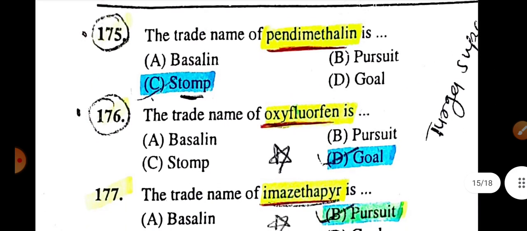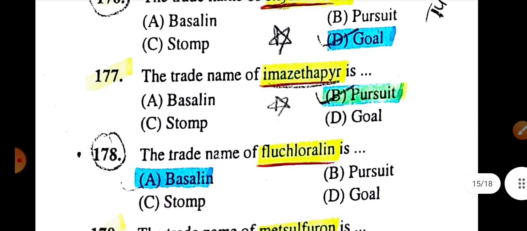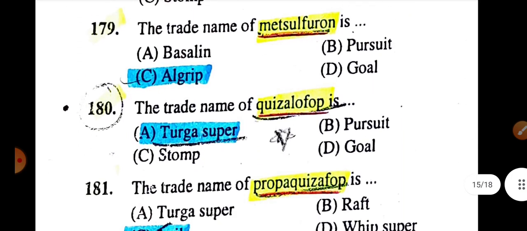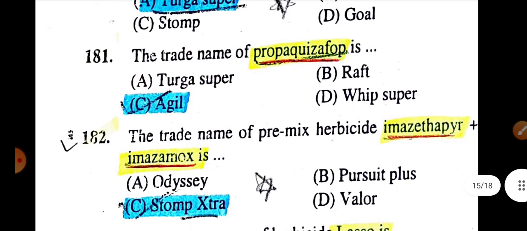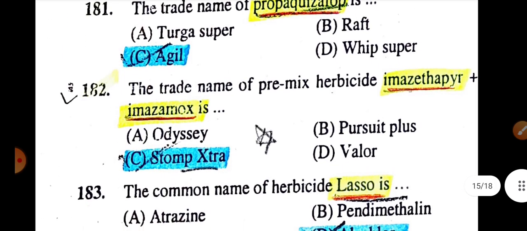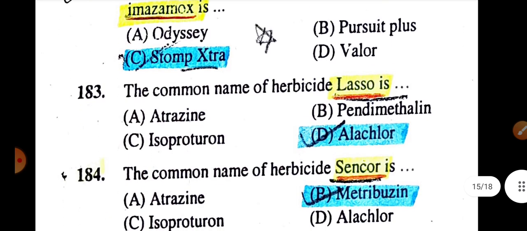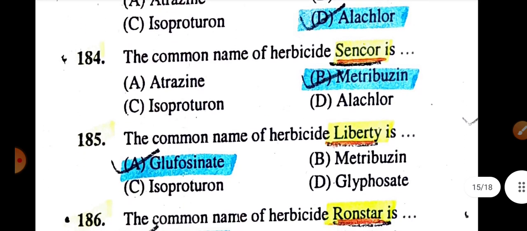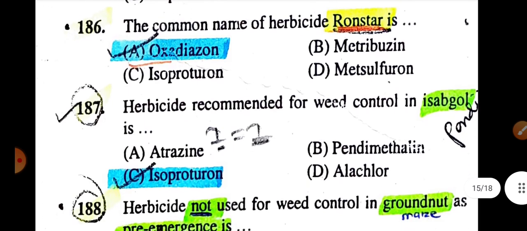Trade name of pendimethalin is Stomp, oxyfluorfen is Goal, imazethapyr is Pursuit, fluchloralin is Basalin, metsulfuron is Algrip, quizalofop is Targa Super, propaquizafop is Agil, imazethapyr plus imazamox is Stomp Extra. The common name of herbicide Lasso is alachlor, Sencor is metribuzin, Liberty is glufosinate, Ronstar is oxadiazon.